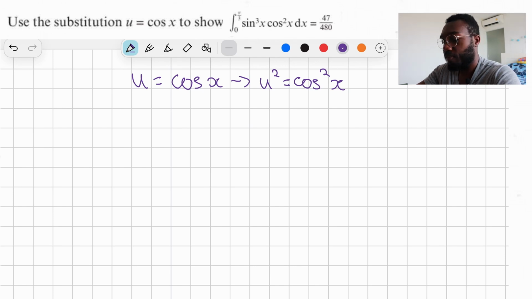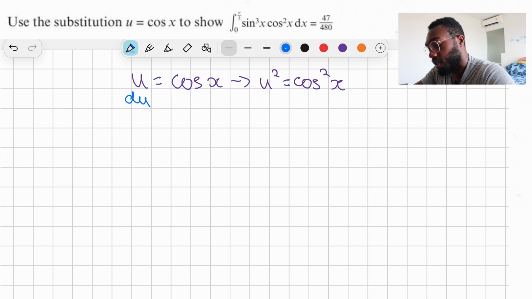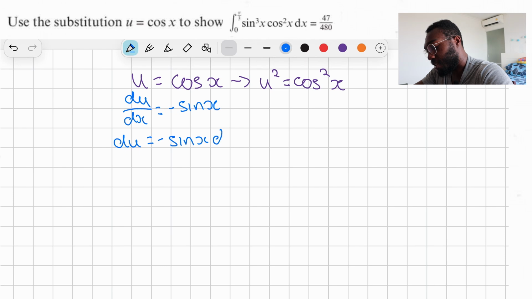Now the next bit, we know we need some form of sine x in the question. So we can differentiate u with respect to x. If we do that, what do we get? We get du over dx, and that is equal to minus sine x. I'm going to bring that du to the other side, so we get du is equal to minus sine x dx, and then we're going to bring that minus to the other side, so we get minus du is equal to sine x dx.